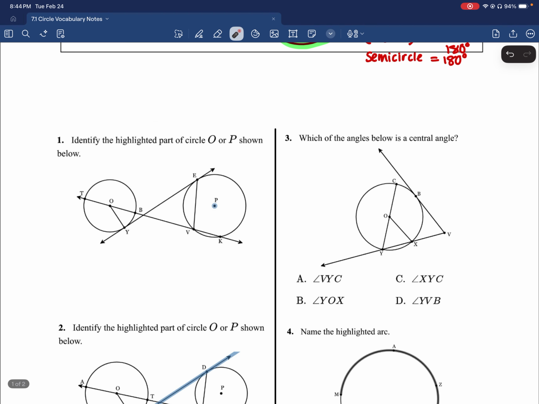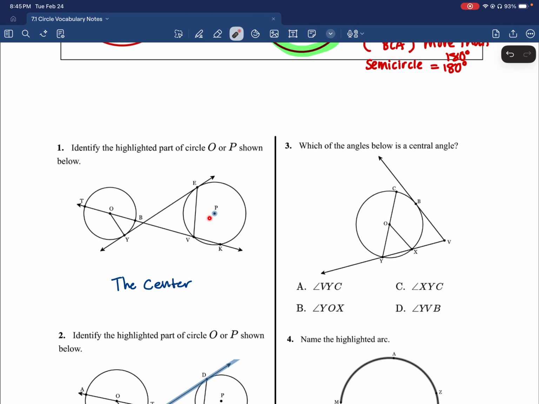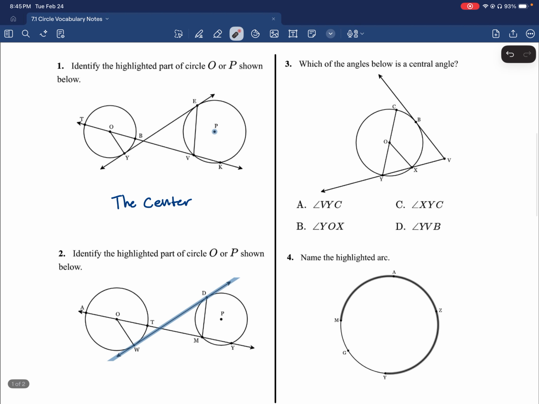Example 1, identify the highlighted part of the circle O or P shown below. The highlighted part is a little small, but it's right here. I just need to know what that's called. It's actually not on the quick notes, but we do know that this is the center of that circle. And that's my answer. It's trying to see if I know these vocabulary words. That is the center of a circle.